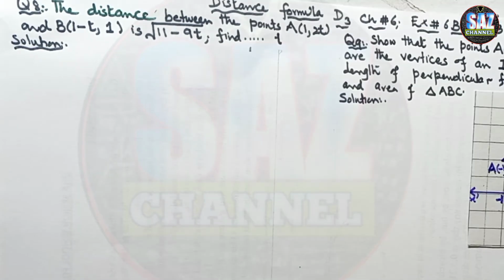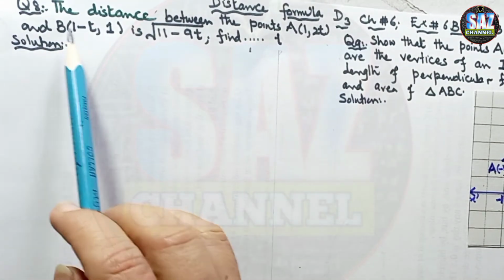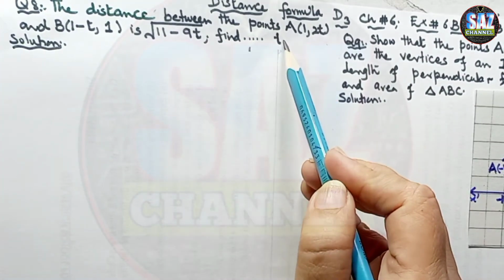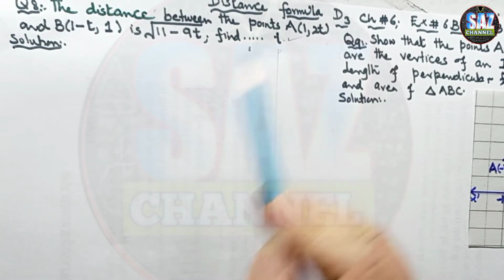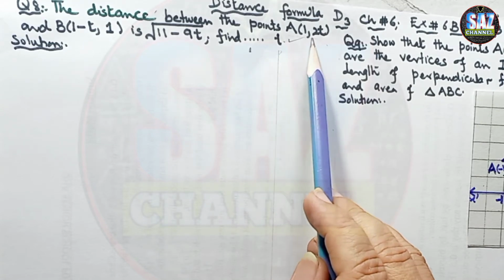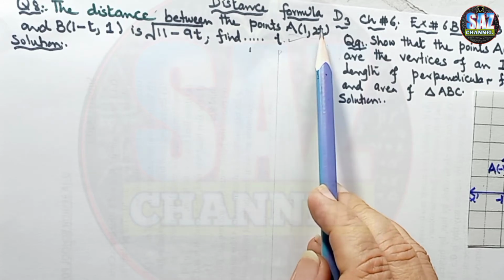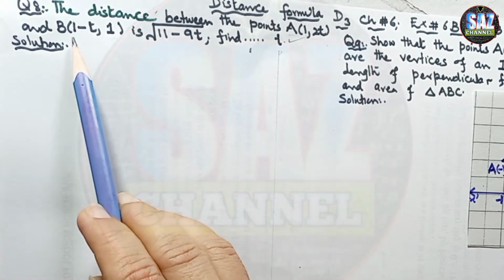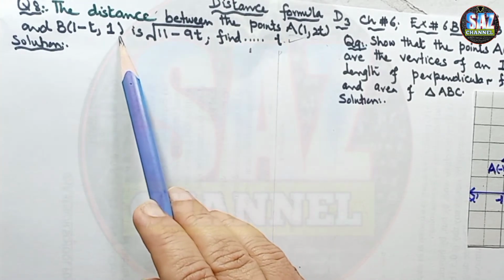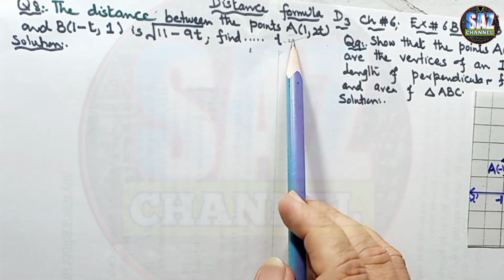Question 8 says the distance between the points (1, 2t) and (1 minus t, 1) is square root of 11 minus 9t. Find the possible values of t. Okay, let's try to understand the question. In the question we are given the points. One of the points is A and it has the coordinates 1 and 2t, and the other point has the coordinates 1 minus t and 1, and the distance between the 2 points is square root of 11 minus 9t, and we have to find the possible values of t.